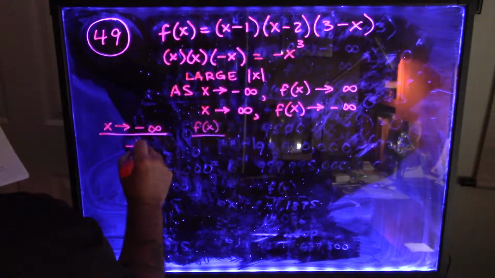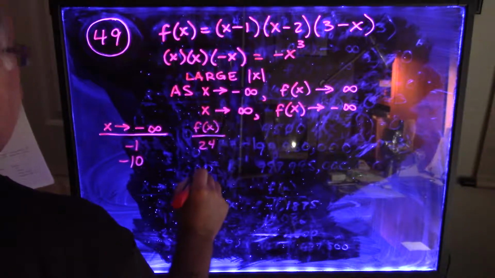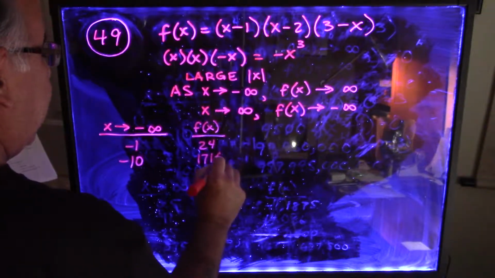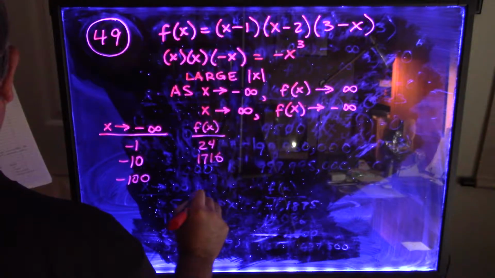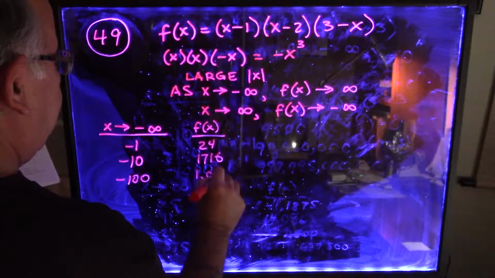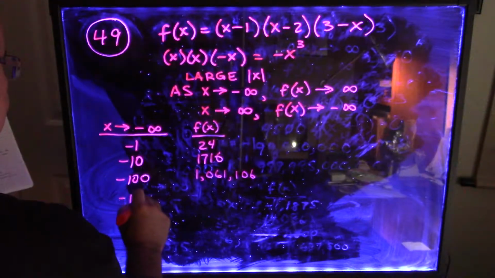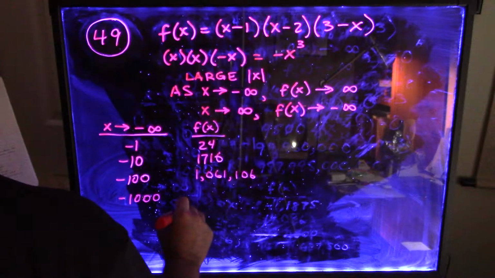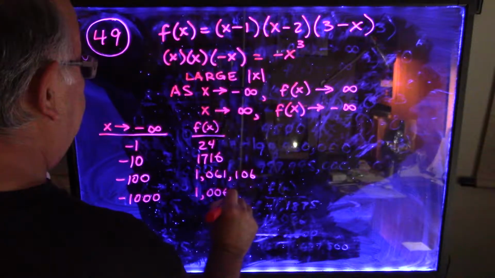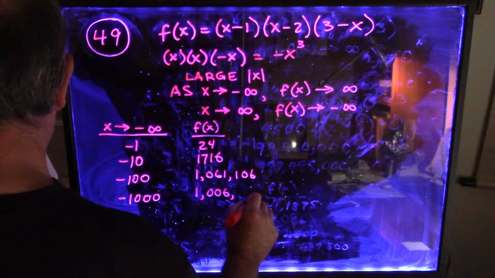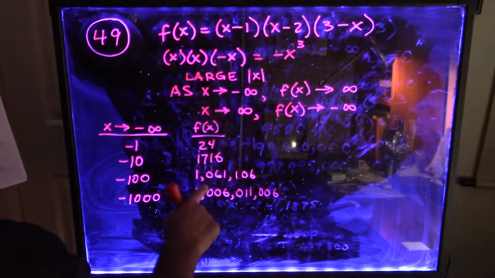So let's say x is negative 1. What's f of x? It's 24. If x is negative 10, f of x is 1,716. If x is negative 100, f of x is 1,061,106. And let's say x is negative 1,000. We'll just stop at that point. Then f of x is going to be 1,006,011,006. So it's doing what we expected.